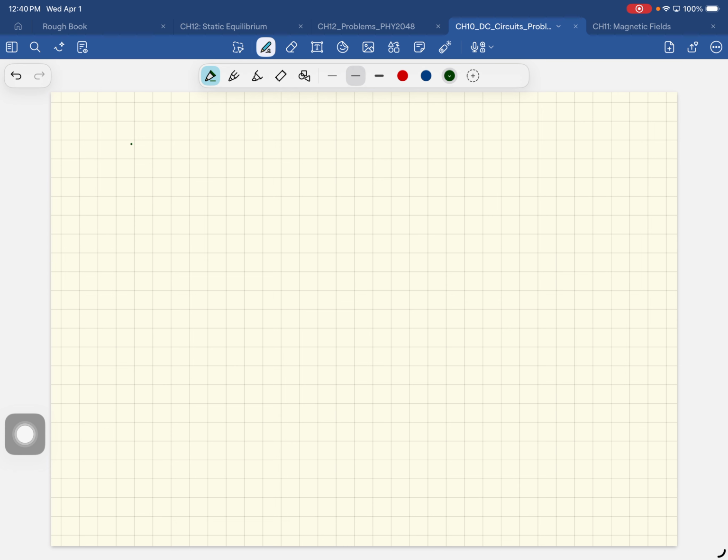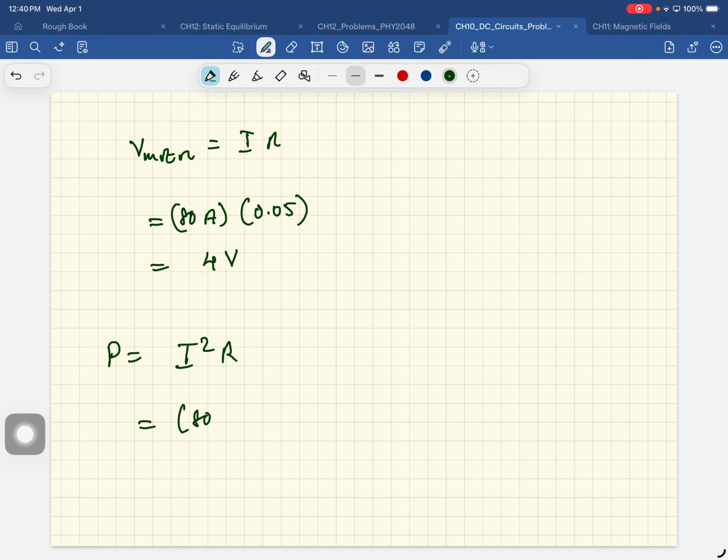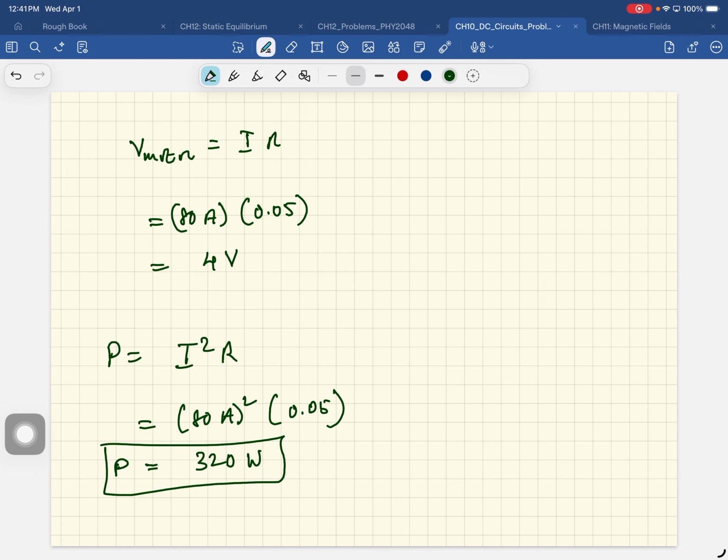The voltage across the motor would now be I times R, which is 80 amps times 0.05, which is 4 volts. Now the motor is seeing 4 volts. The power delivered to the motor is I squared R, which is 80 amps squared times 0.05. And this is 4 times 8, which is 320 watts. So the power delivered is, instead of 2000 watts, 320 watts. So if your battery terminals are corroded, maybe you want to clean the corrosion first before replacing the battery.